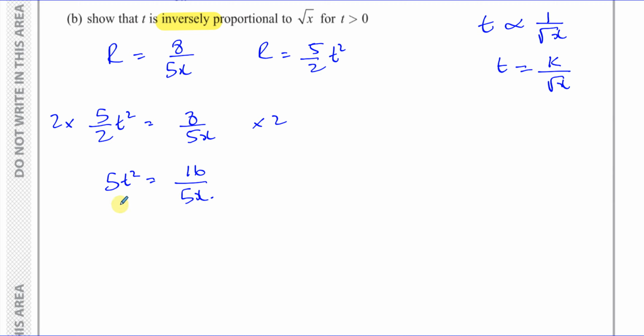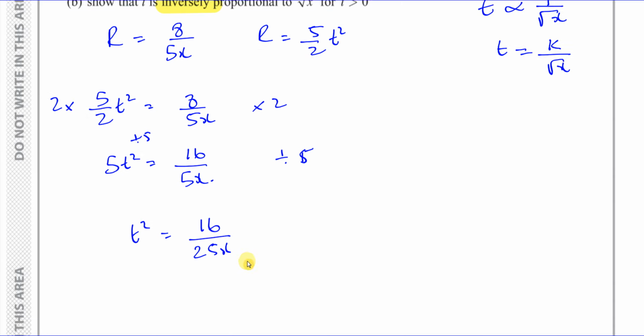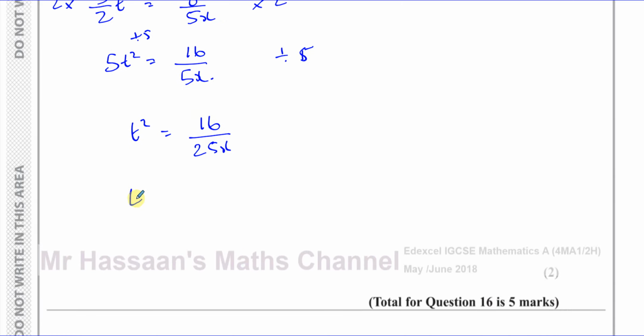And then if we divide both sides by 5, we're left with T squared is equal to 16 over 25x. Okay, so 16 over 25x. Now we're going to take the square root of both sides, so T is equal to the square root of 16 over 25x, which will give us 4 on top, and the square root of 25 is 5, and then you're going to have root x underneath.